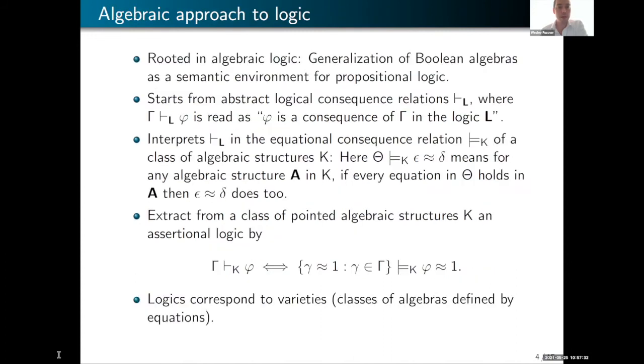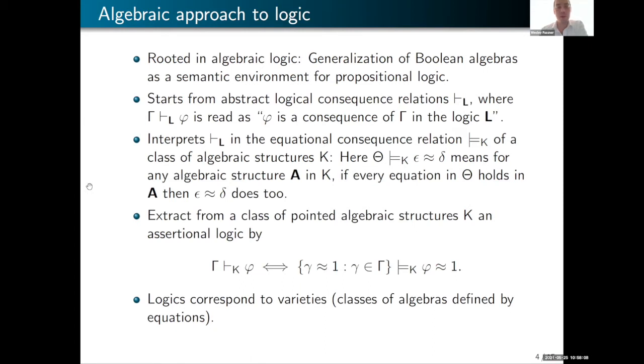Now, all of this for us comes from the direction of algebraic logic. Algebraic logic sort of takes the idea of taking truth values in Boolean algebras, using this as a semantic environment and generalizing it to having truth values in other kinds of logical algebras. This is a very general sort of approach to thinking about logic, where you might think about having an abstract consequence relation denoted like this turnstile, where you might read an expression like this thing that I'm pointing to as something like phi is a consequence of gamma in the logic L.